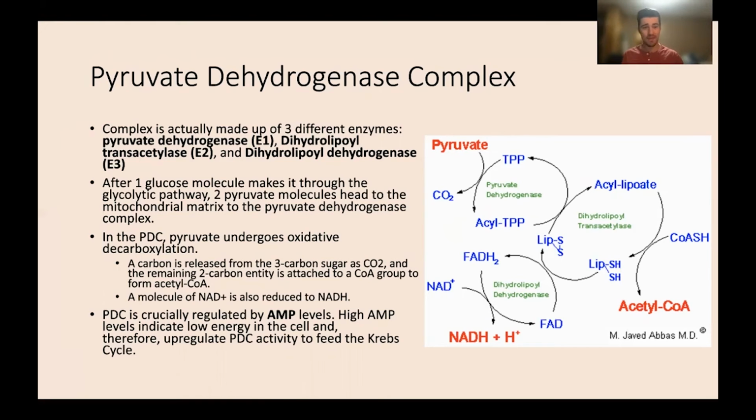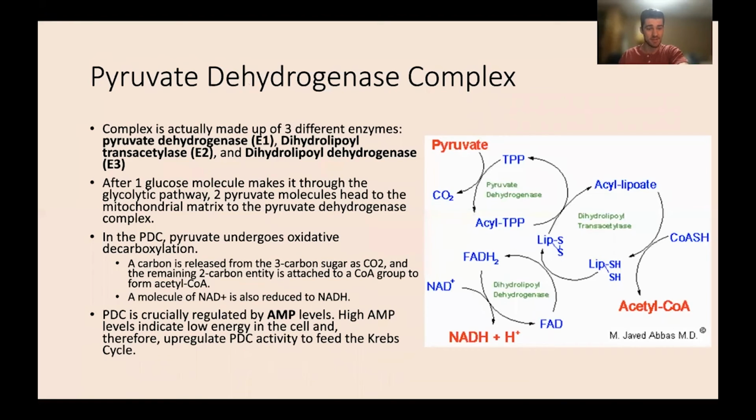So after one glucose molecule makes it through the glycolytic pathway, 2 pyruvate molecules head to the mitochondrial matrix to the pyruvate dehydrogenase complex. So remember, we've been in the cytoplasm for all of glycolysis, and once it heads to the pyruvate dehydrogenase complex, it starts heading over to the mitochondrial matrix.